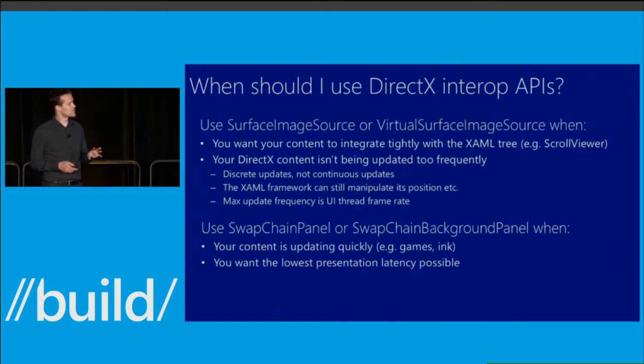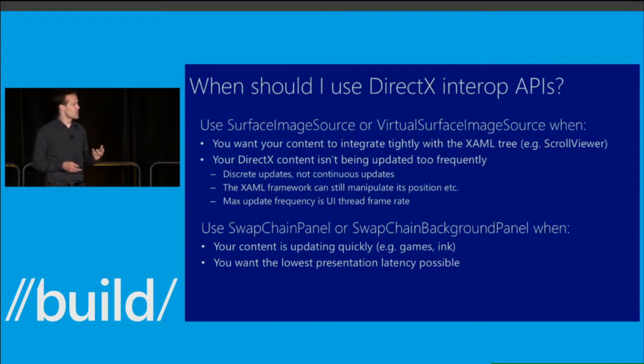The important thing to remember is that surface image source and virtual surface image source are designed for discrete content updates. So you think about the OneNote example. They have a large document with custom rendering, but they're not doing continuous updates. They're not doing animations and trying to hit 60 frames per second inside that DX content. The XAML framework can manipulate the surface at 60 FPS successfully using independent animations or direct manipulation, but they're not trying to push content through into the surface at 60 FPS. This is a little analogous to DirectX if you're thinking about the rendering pipeline there. SIS and VSIS are like textures, and the swap chain panel and swap chain background panel APIs are swap chains.